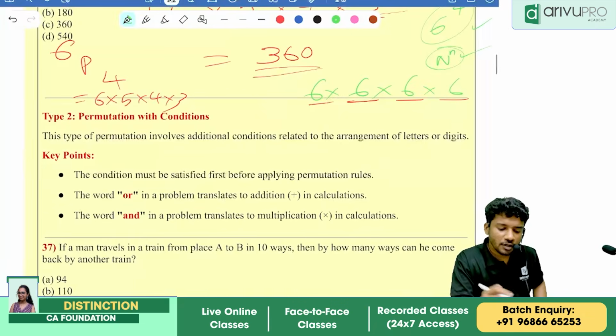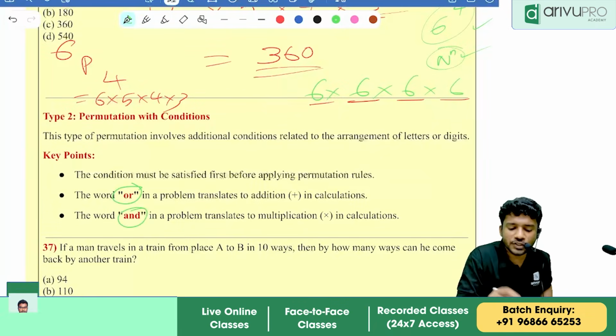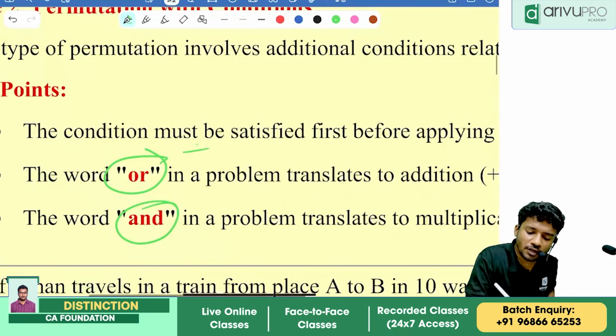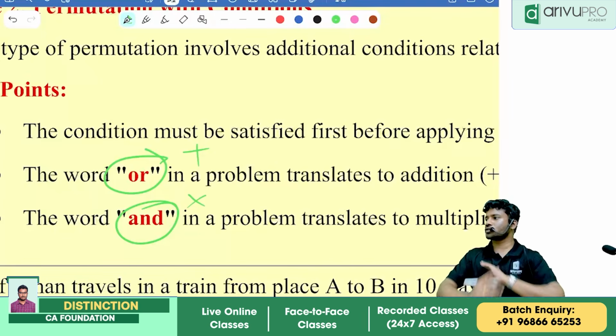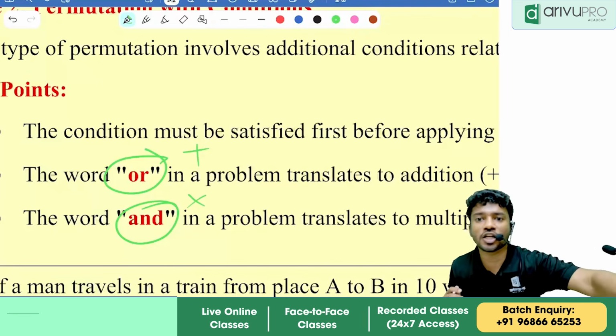Next one, usage of or and usage of and. Whenever you see or, you will put a plus sign. Whenever you see and, you will put an into sign, or multiplication sign.